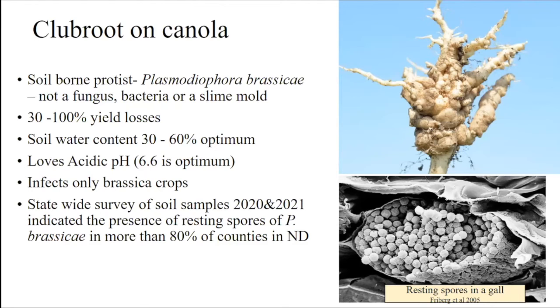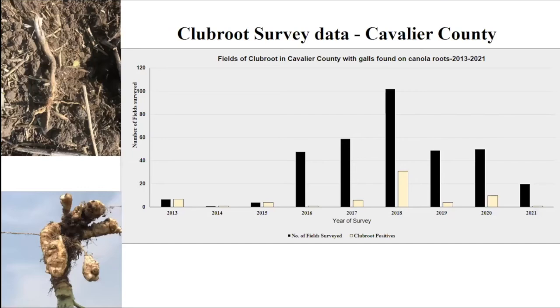Our statewide survey of 2020 and 2021 indicated DNA of resting spores of Plasmodiophora brassicae is present in 80% of the counties in North Dakota where we surveyed. Speaking of the survey data, we have been keeping an eye on it since 2013. Since it was identified, we had a peak period of infection in 2018, where we had 33 fields out of 100 we scouted, and the next year a little bit. Then again it lowered, and last year out of 20 fields we scouted, only one field had visible clubroot galls.